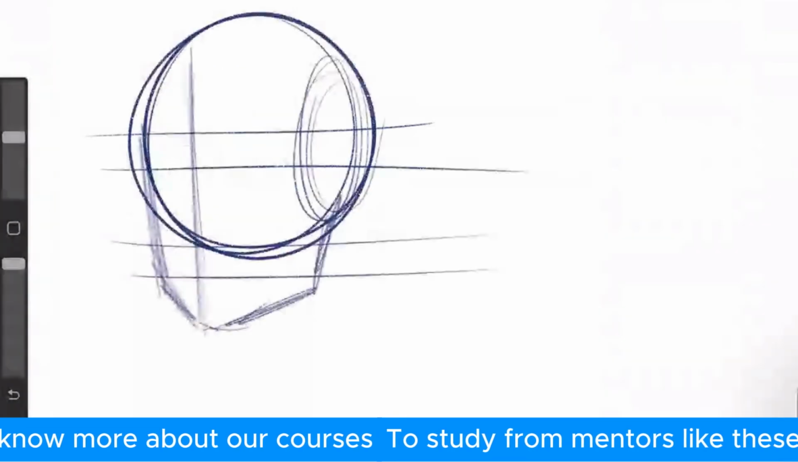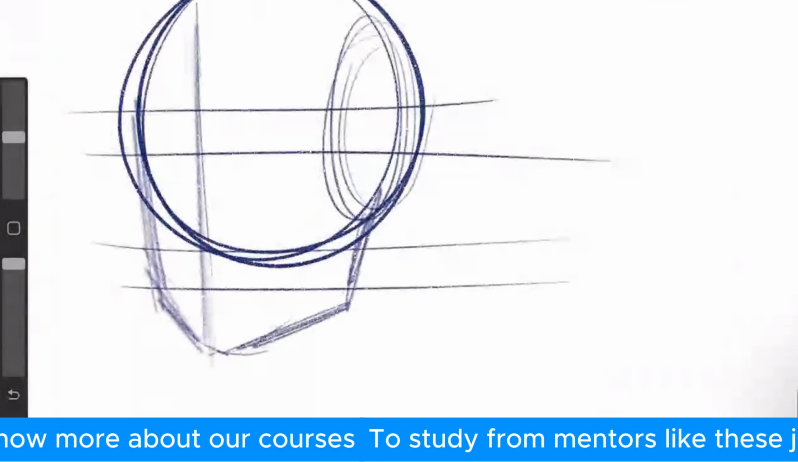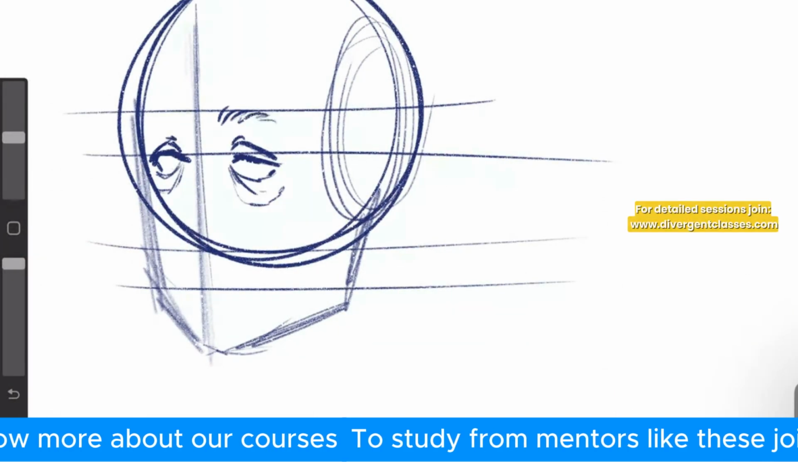Then, now we're gonna draw old people. So I would like to give them droopy eyes.